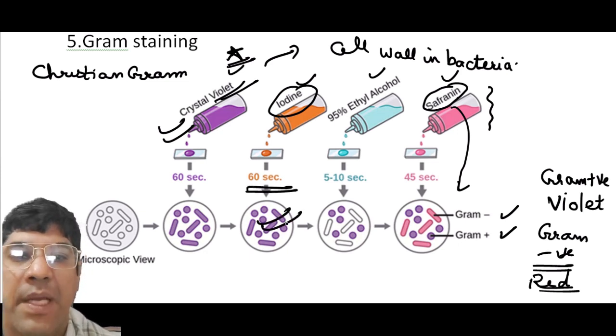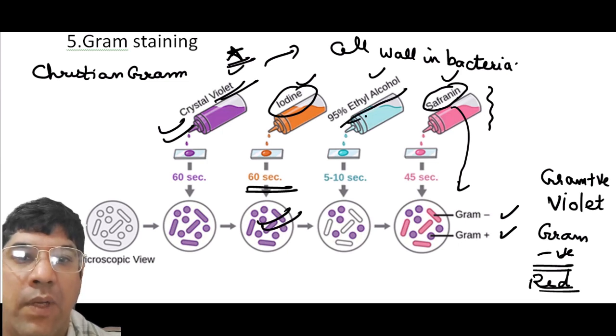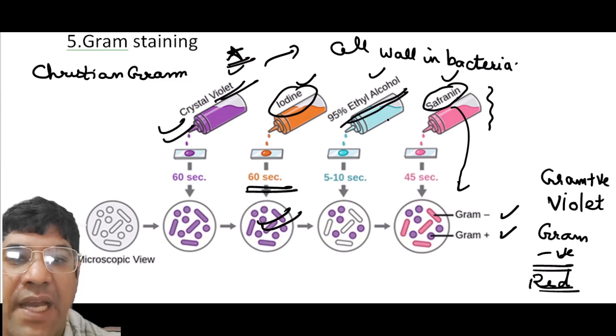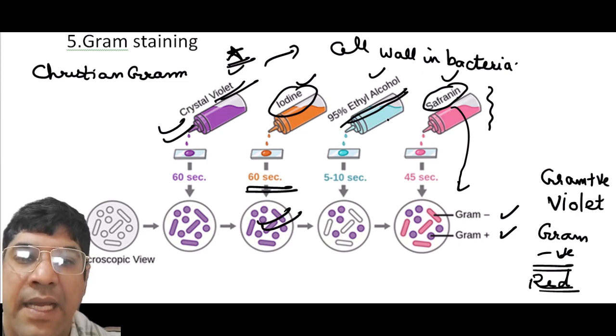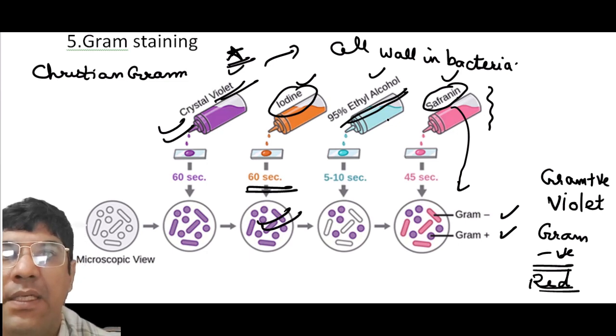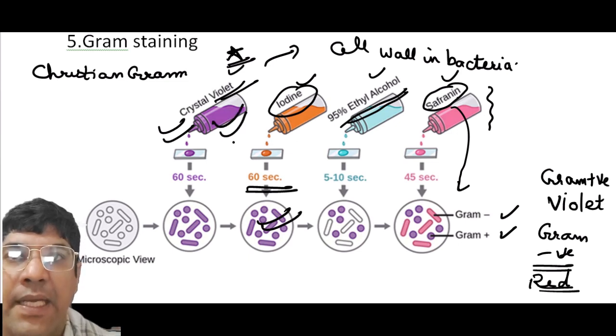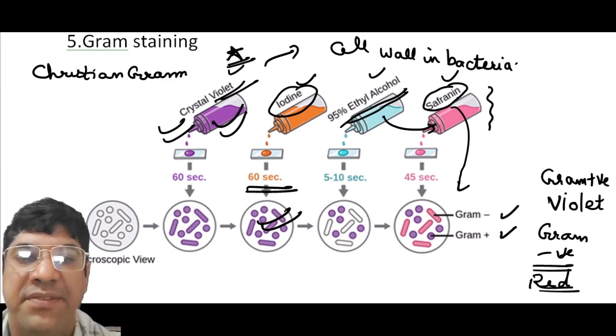The next step is decolorization. We use 95% ethyl alcohol. Rinse the slide with organic solvents such as ethanol or acetone. This step is important as it differentiates between the gram-positive and the gram-negative bacteria. The gram-positive bacteria will retain the crystal violet, while the gram-negative bacteria are decolorized and will lose the violet stain.